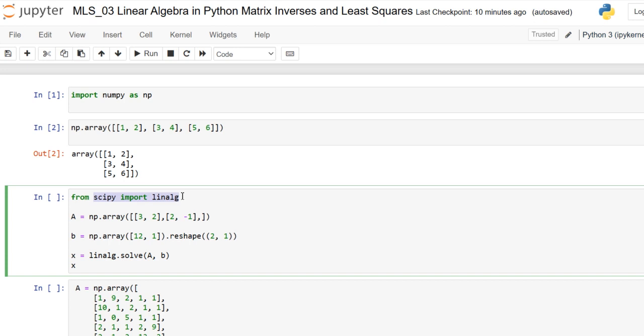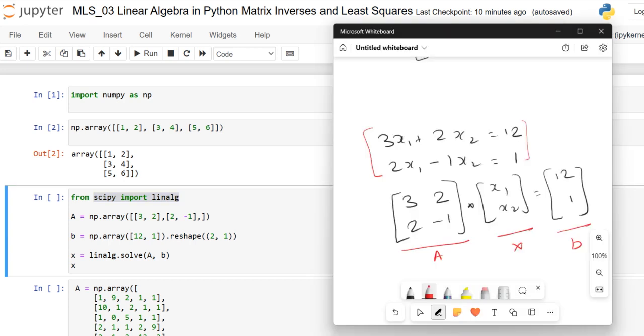Okay, so let me go with the same equations we were discussing. Dear friends, we have 3x1 + 2x2 = 12 and 2x1 - 1x2 = 1. Considering the same system, in order to use scipy.linalg to solve it, you need to write it as a matrix product.